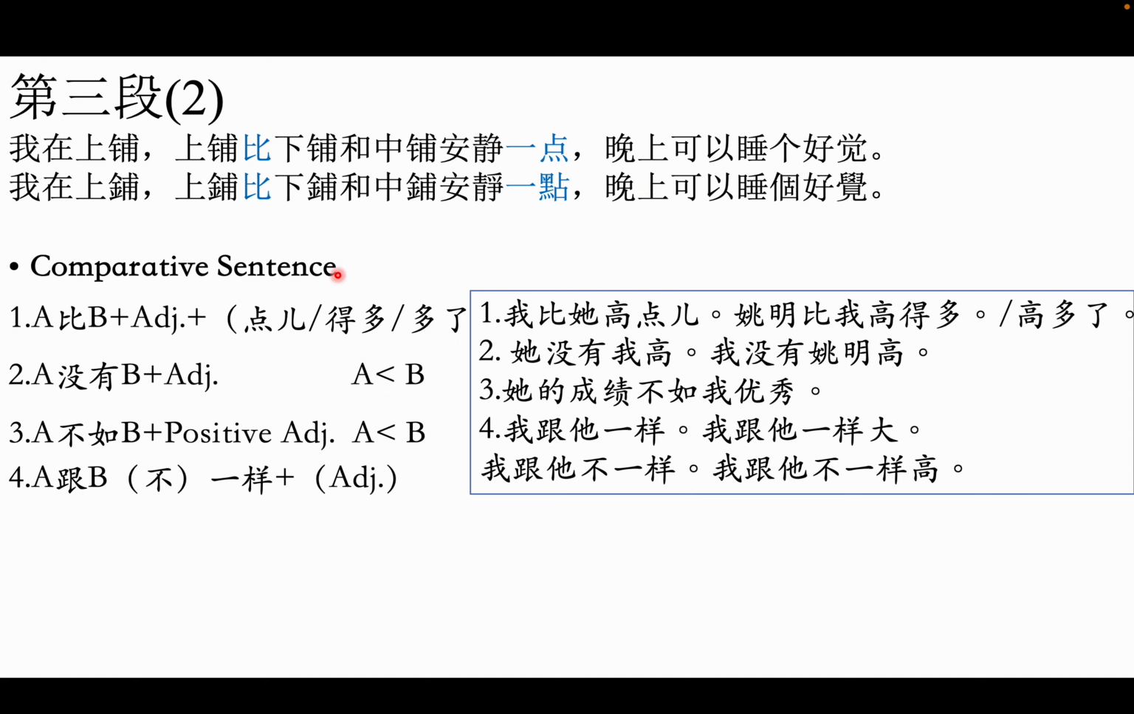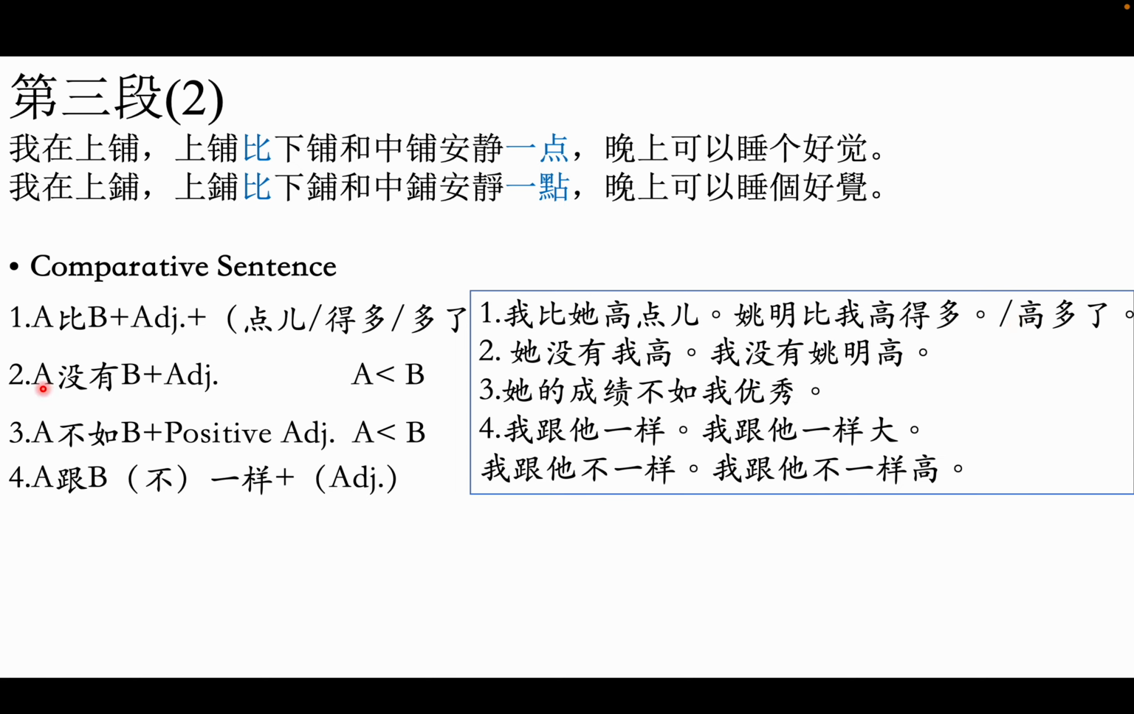Here we quickly review the comparative sentence. There are 4 structures. The first one, we learned it in our first year. A 比 B adjective. But if you want to specify a little bit, we can say 点儿, or much, we can say 得多 or 多了. For example, I'm a little bit taller than her. 我比她高点儿. Another example is 姚明 is much taller than me. We can say 姚明比我高得多, or the same is 姚明比我高多了, means much taller than me.